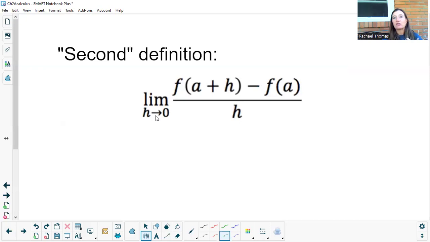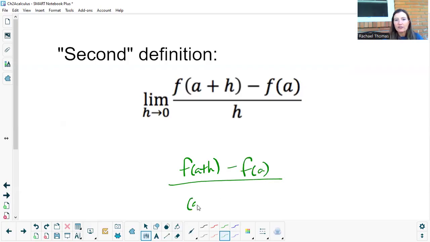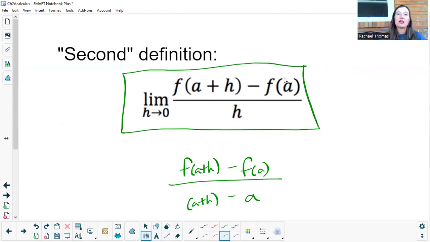The limit as h goes to 0 of change in y, f of the second x value minus f of the first x value, all over second x value minus first x value. And we're like, oh, a plus h minus a, that's just h. So this formula on this page is the one that you're probably going to use 9 times out of 10 if you are asked to do this procedure.